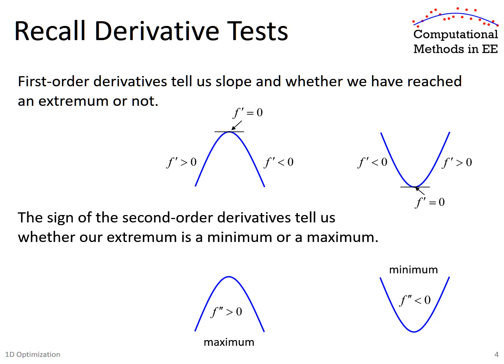Now the second derivative test, the second derivative is the slope of slope, or we can think of it as curvature, and we can use this to tell whether, once we've located an extrema, extrema is the generalized term for maxima or minima. So given that we found an extrema, we can tell whether it is a maximum or a minimum. If that second derivative is positive, we've found a maximum, and when it's negative, we found a minimum.